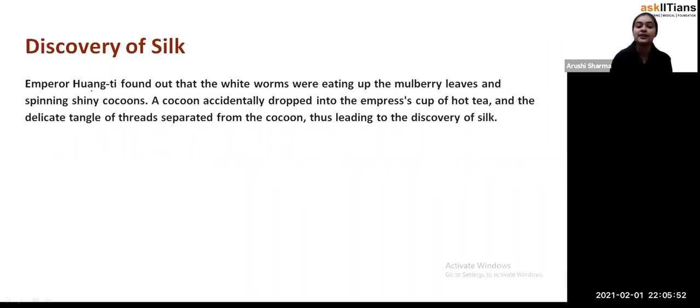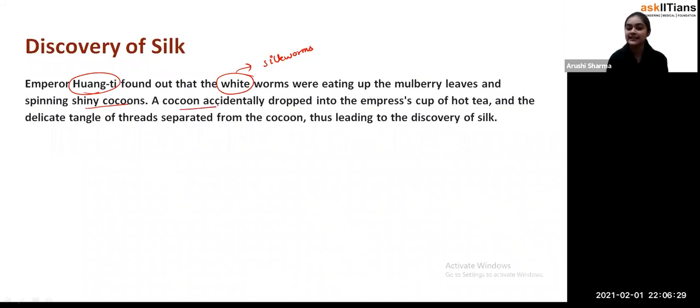Okay, so it's Emperor Huang Ti who found out that the white worms were eating up the mulberry leaves and spinning shiny cocoons. We'll see what the cocoons are. First of all, you have to learn that the white worms they are talking about here are the silkworms only. So don't get confused that we are talking about silkworms and here it is the white worm. They are eating the mulberry leaves and spinning the shiny cocoon. The cocoon is the net which they weave around themselves. So that is called the cocoon.